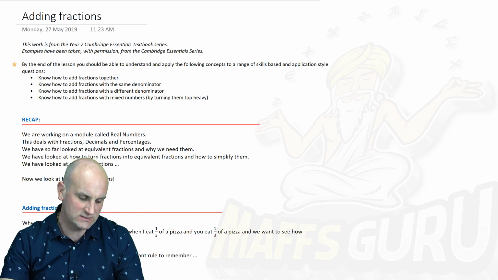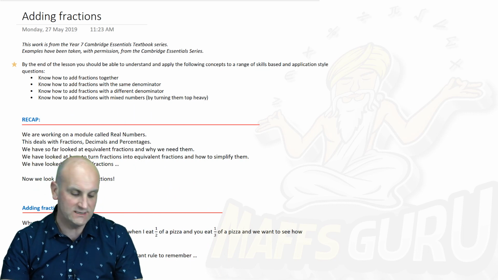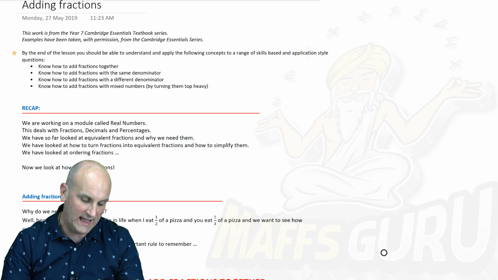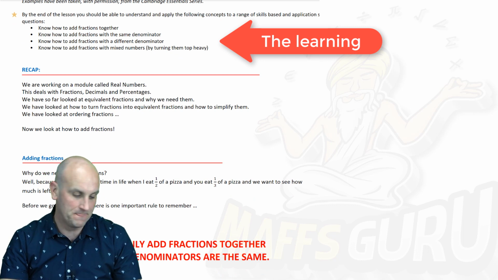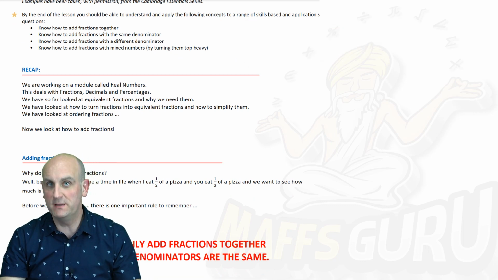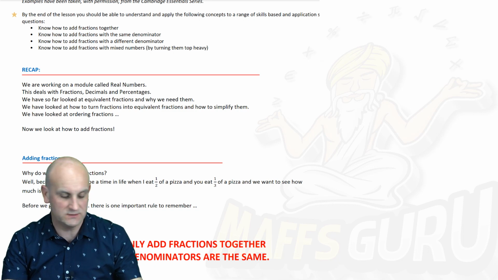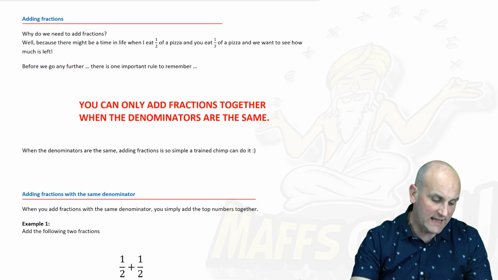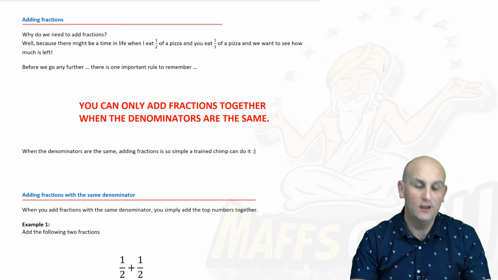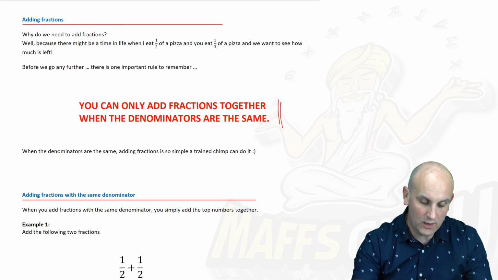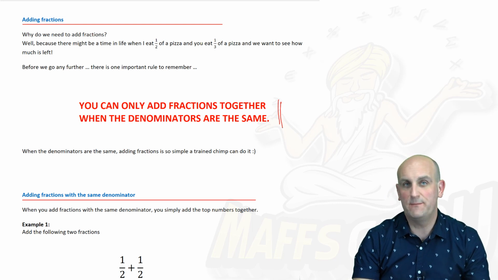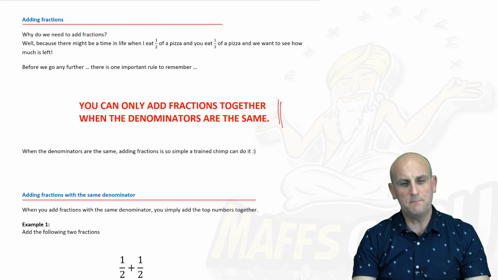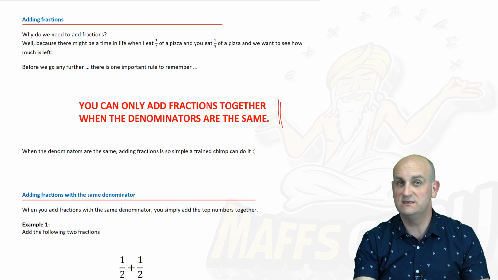Right, adding fractions, here we go. By the end of this video, as you can see, I want you to be able to add fractions together with the same denominator, know how to do them with a different denominator, and know how to add fractions with mixed numbers. We've done all of this in previous videos. So, the trick to adding fractions is you can only add fractions together when the denominators are the same. That's the big hint. Whenever you see a pair of fractions, say to yourself, is the bottom of my fraction the same? And if your answer is yes, then touche, you're done.